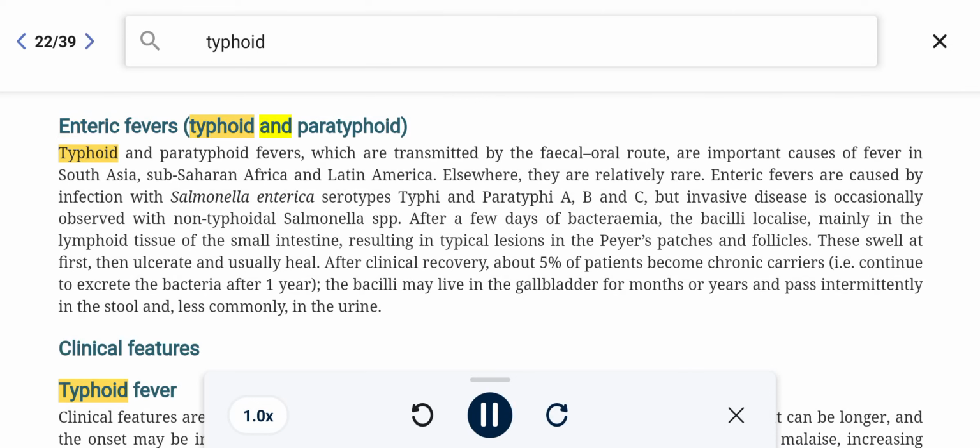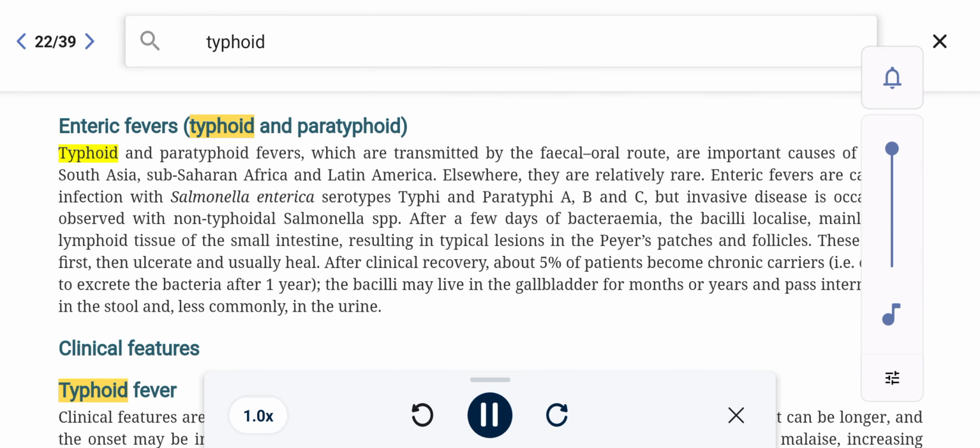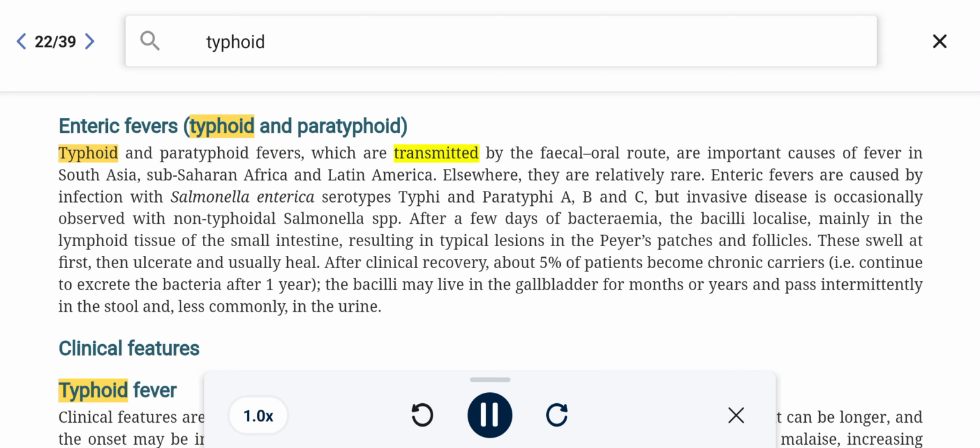Enteric fevers, typhoid and paratyphoid. Typhoid and paratyphoid fevers, which are transmitted by the fecal-oral route, are important causes of fever in South Asia, Sub-Saharan Africa and Latin America. Elsewhere, they are relatively rare. Enteric fevers are caused by infection with Salmonella enterica serotypes typhi and paratyphi A, B and C, but invasive disease is occasionally observed with non-typhoidal Salmonella spp.